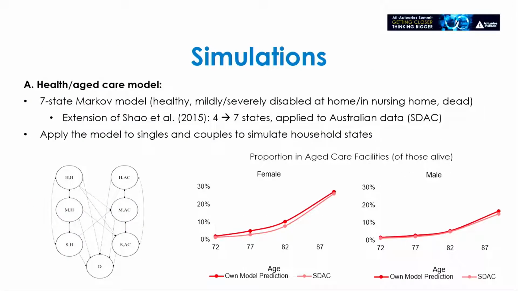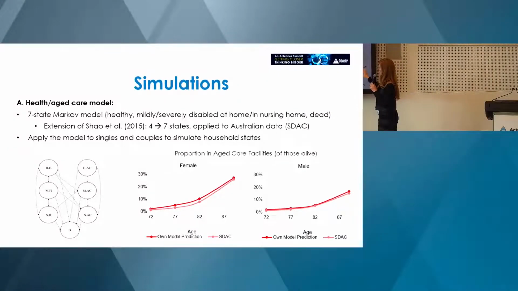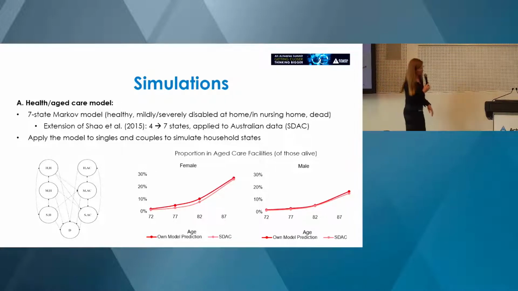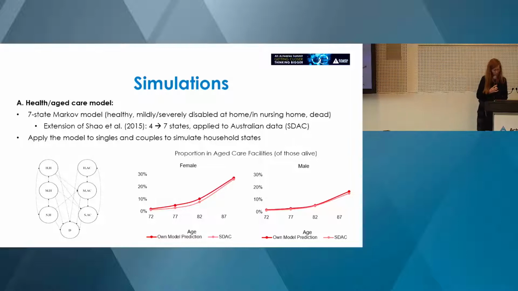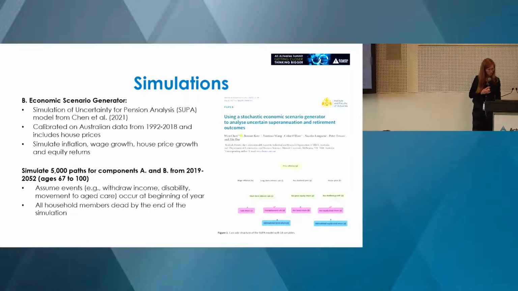So our health and aged care model is a 7-state Markov model that was estimated for the US and is applied to Australian data. And we get a pretty good fit of our model to data from the survey of the SDEC data collected from the Australian Bureau of Statistics. So I don't have much time for these components, but I'm happy to chat more afterwards.